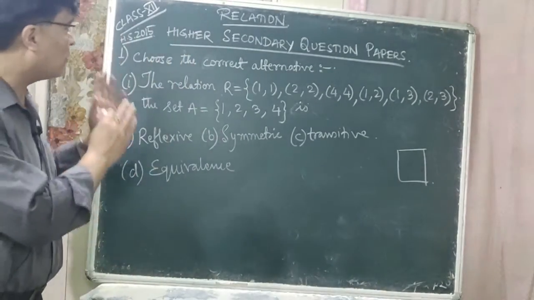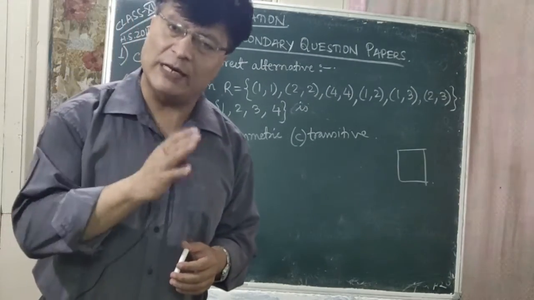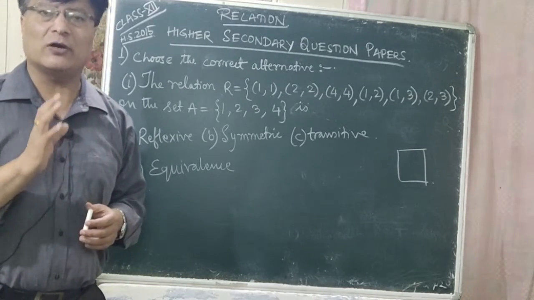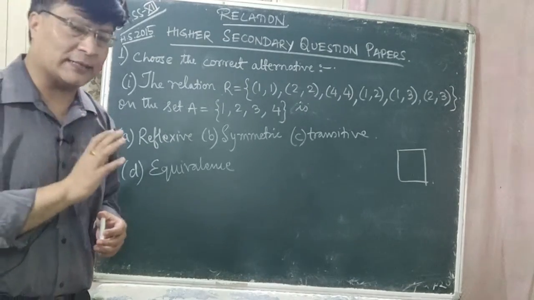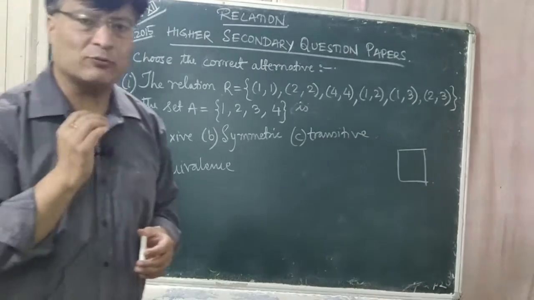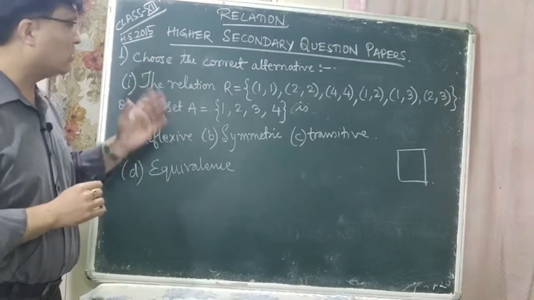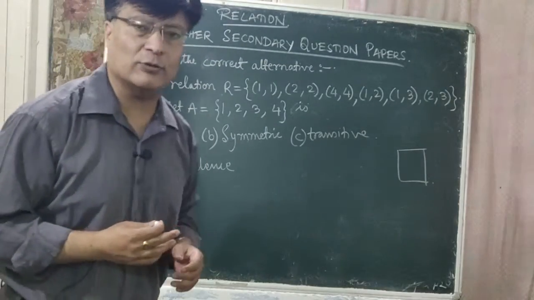In order to solve these higher secondary question papers, you should know the meaning of relation. You must remember the meaning of relation, and what the three types of relation are and what equivalence relation is, we must know that. So I think you should revise all the problems that we did so far on this chapter, relation. Today we will do these questions from previous year's higher secondary question papers.